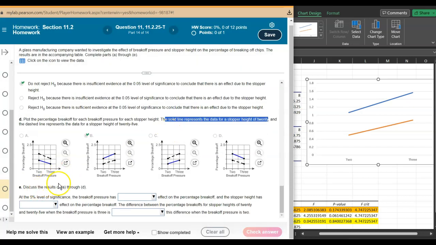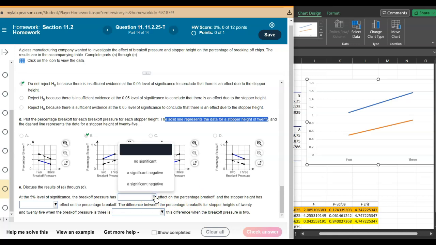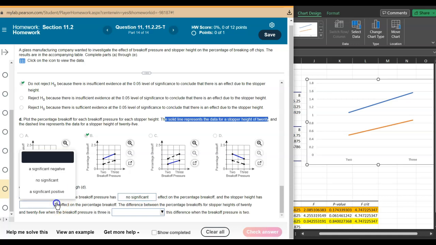All right, so now we're gonna do the conclusion. At 5% level of significance, the breakoff pressure has effect or no effect. We say we did not have any effect of any factor, so no significant. And the stopper height as well, no significant, no effect.